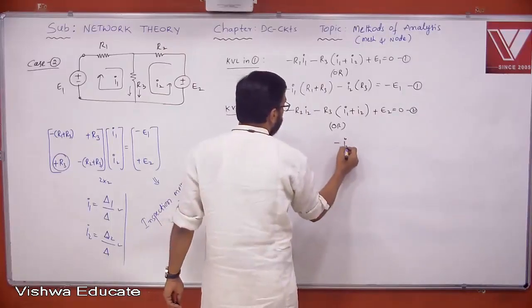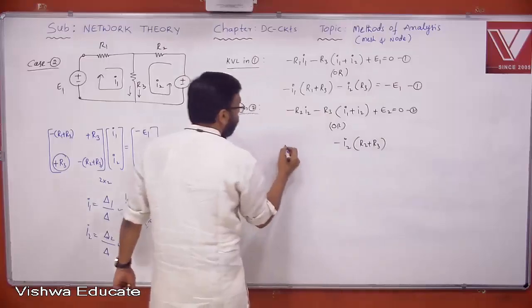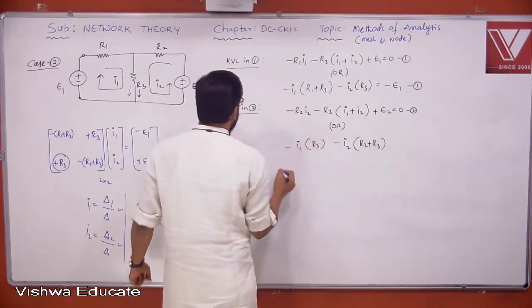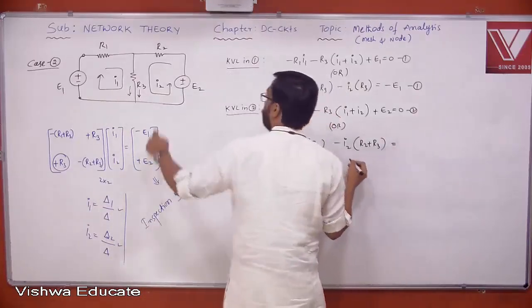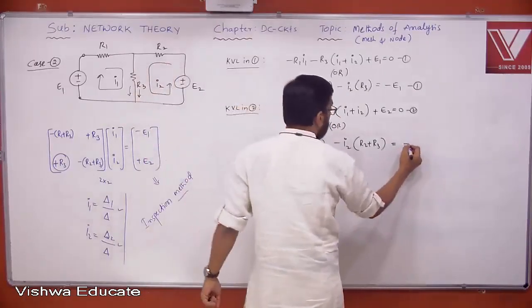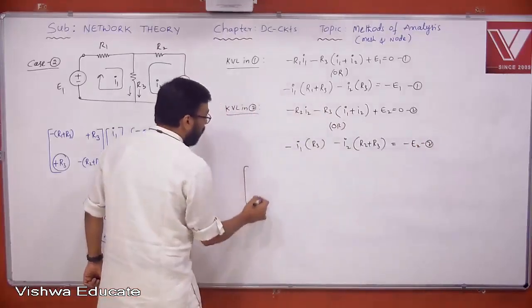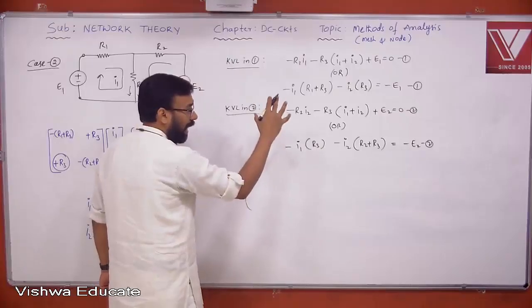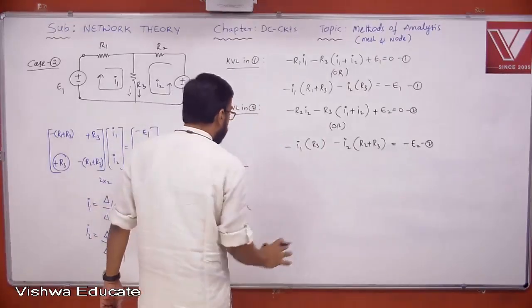Similarly, minus I2, R2 plus R3. Now, I1 of R3, but minus, why? Because loop currents are flowing in the same direction, is equal to touching negative sign first, minus E2. That's it. So I told you directly, let us not write all these things in future. It is only for getting clarity. Once again, I'm writing, but you don't need to write all these things. Directly go with the inspection.